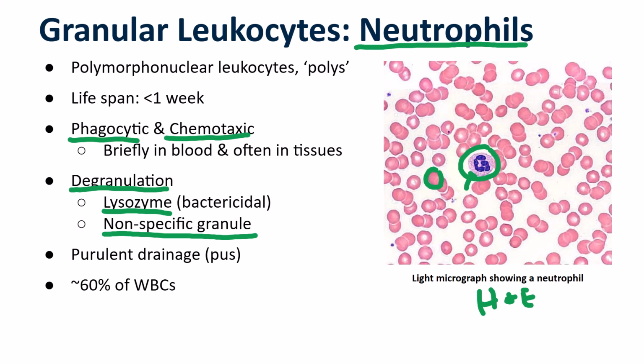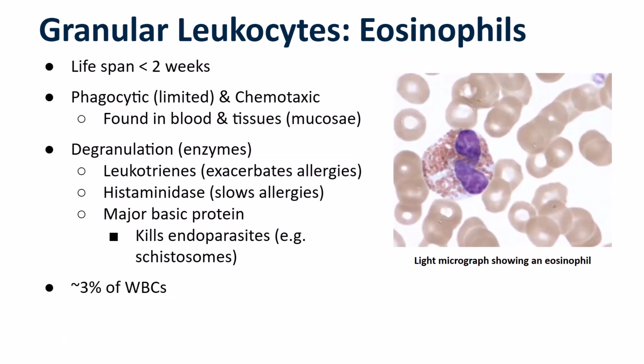Oftentimes, one of the signs of an active infection might be purulence, colloquially called pus. That purulence is a collection of dead neutrophils. So that is what is being drained from an infected wound. Neutrophils are also quite abundant. They comprise about 60% of the total white blood count, which is fairly impressive.